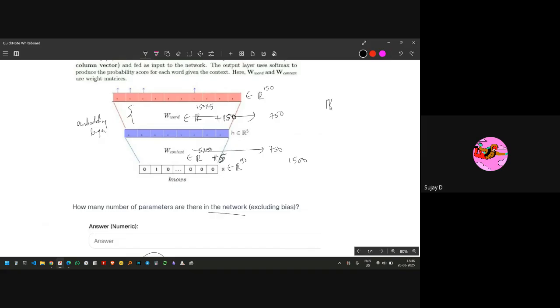This is R 150 into 5, this is W, right? And we multiply with H, which is R 5 into 1. Now we get what vector? Let's call the result Z. This will be 150 cross 1, so adding bias, we will also have 150 bias. Made sense? Okay, including bias is this one.